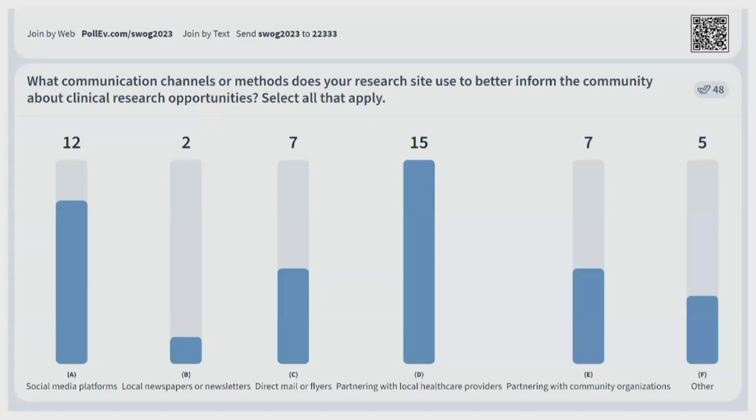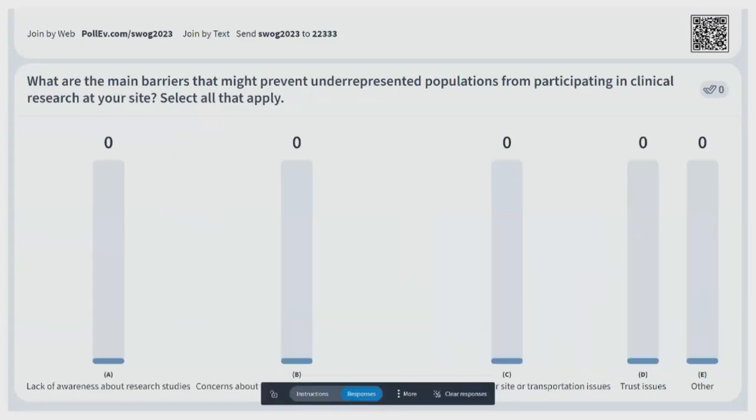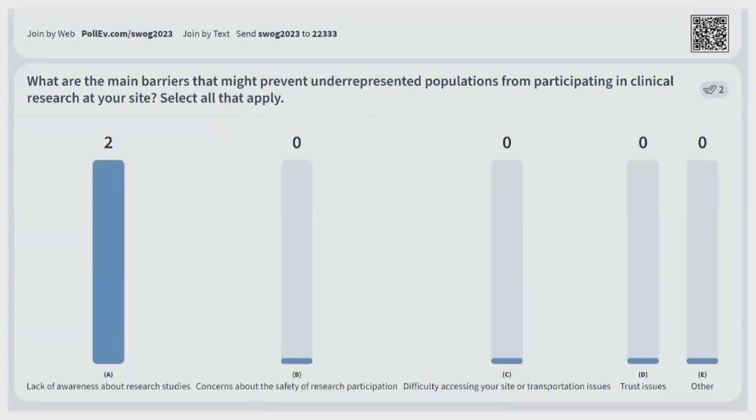Okay, I think we have one more question for you. What are the main barriers that might prevent underrepresented populations from participating in clinical research at your site? And the options are a lack of awareness about research studies, concerns about the safety of research participation, difficulty in accessing the site, transportation issues, trust, and other.